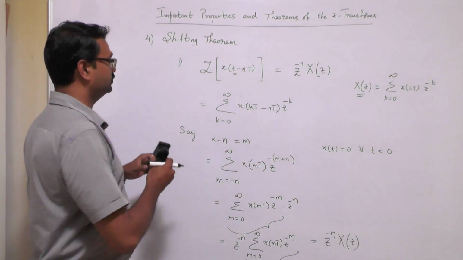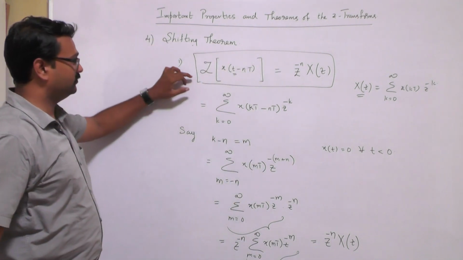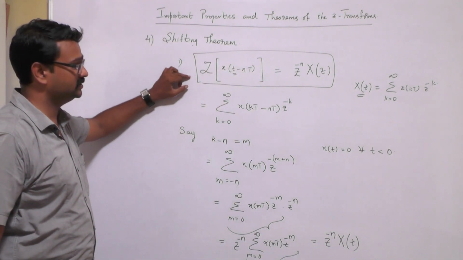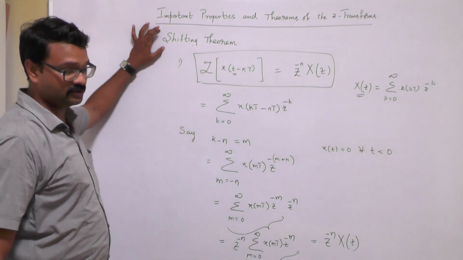So this equation is proved. So for a time delayed function, the z transform of x of t minus nT is equal to z power minus n X of z. This is the shifting theorem property.